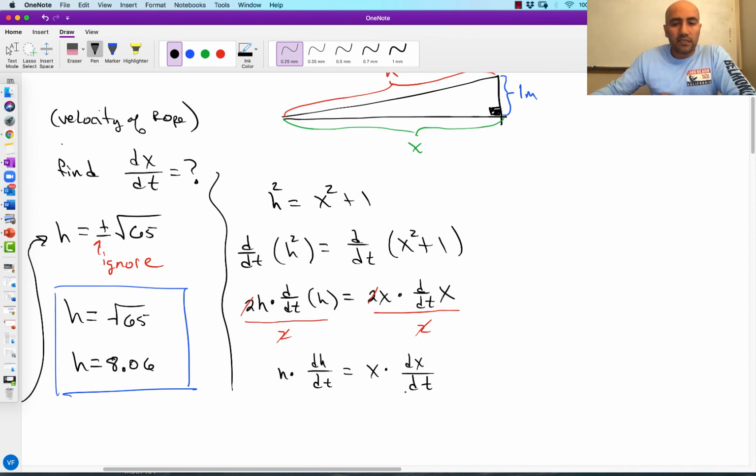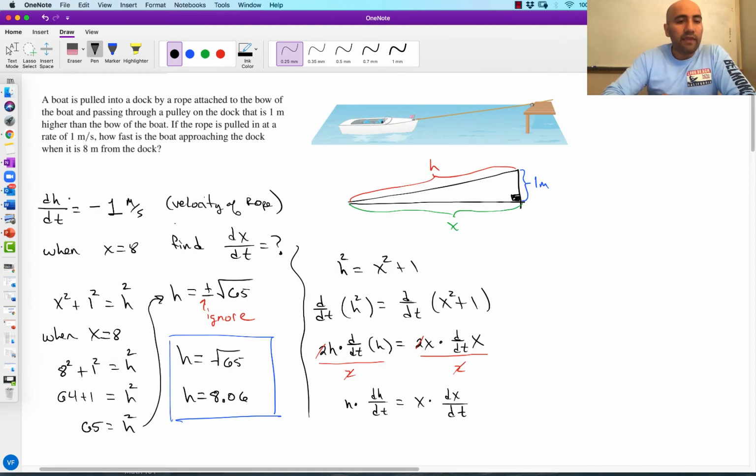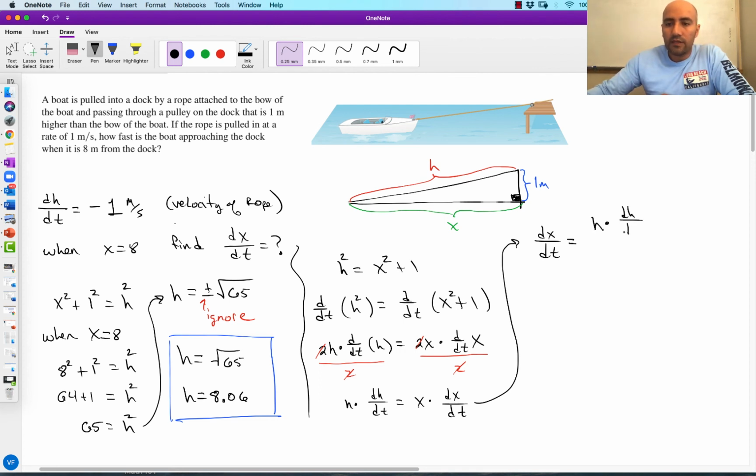Okay, so now dx/dt is what they were asking for. Let's zoom back out. They gave us the dh/dt value, and we were able to figure out the value of h at a specific point. When x was equal to 8, we found out that h was equal to root 65. So we have everything we need. Let's move this up here and say that dx/dt, what they asked us for, is then equal to h times dh/dt divided by x.